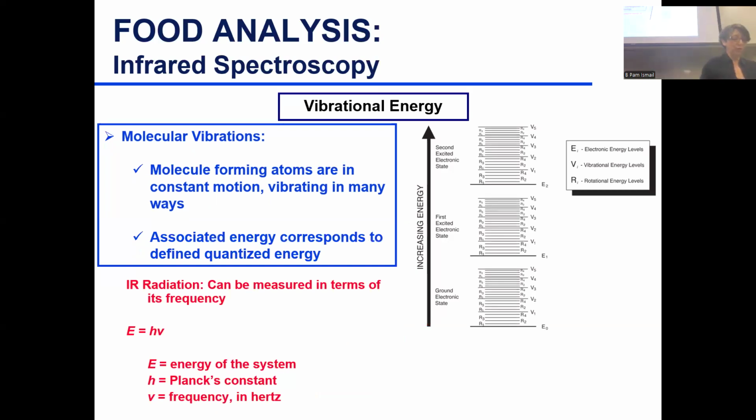And like with UV and visible, we can measure the radiation in terms of frequency, which is related to the energy that these wavelengths carry. It's the same concept, really. And same with electronic energy, the levels are quantized in a sense. They are allowable levels, not on a continuous scale. Within every molecule, there are allowable vibrational levels, which is very similar to the electronic energy we talked about.